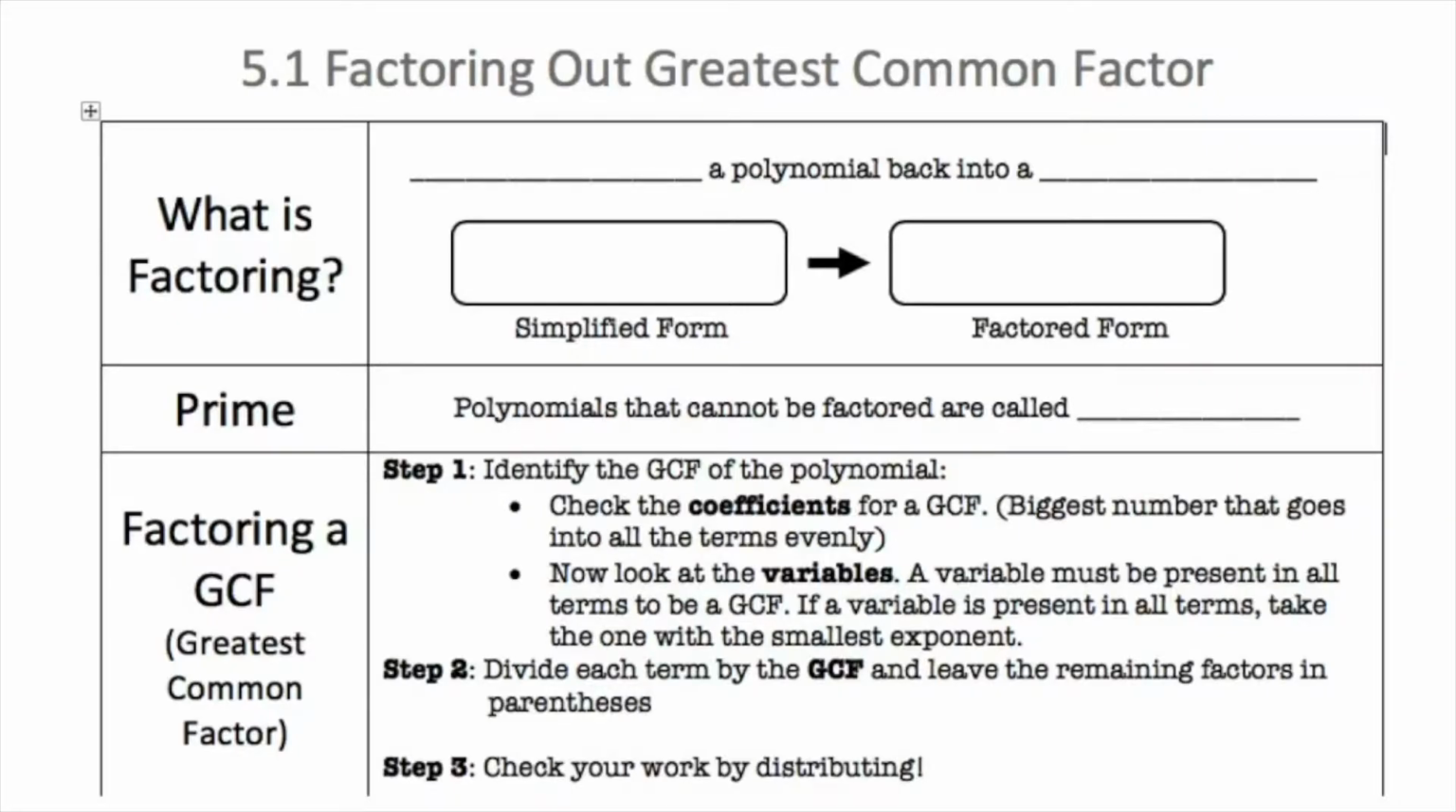So first we need to know what is factoring. Factoring is actually separating a polynomial back into a product. Now remember, product means multiplying. So you're taking a simplified polynomial that you can't combine any more like terms, and you're separating it out so that you have two polynomials that are multiplying each other. So let me show you what that looks like.